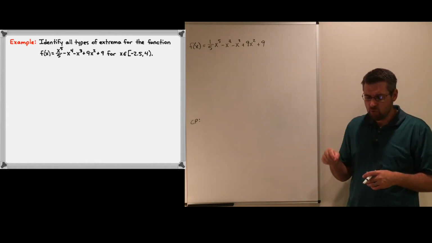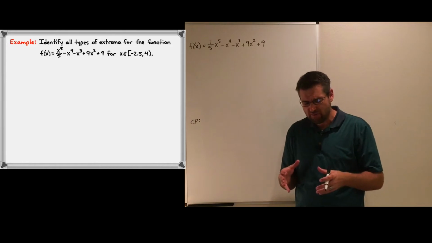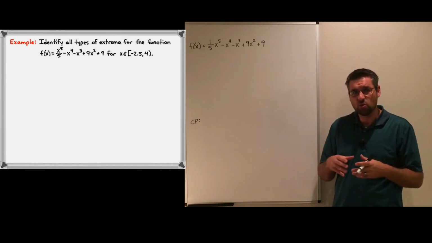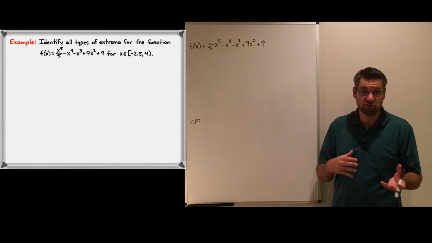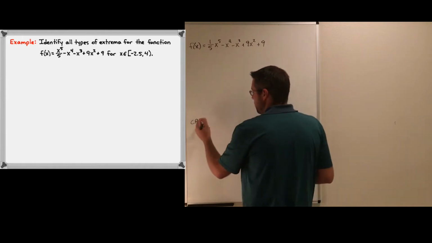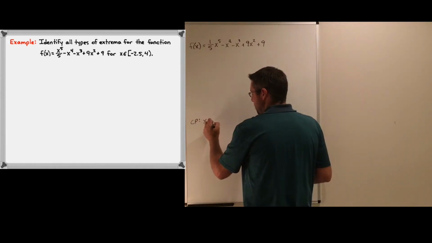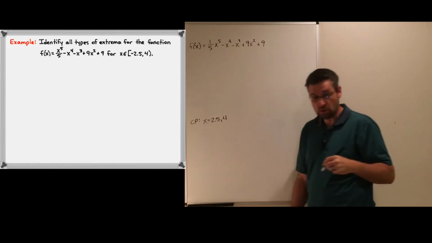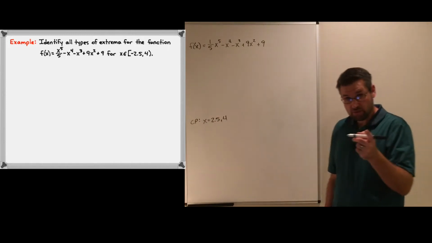because even though 4 is not part of the function, part of the graph, it's going to give us some information on whether there's an absolute max or whether there's not, or whether there's an absolute min or whether there's not. So I'm going to say the critical points, the first two critical points I care about are when x equals negative 2.5 and x equals 4, because those are the endpoints. So that's the first type that we're looking for.